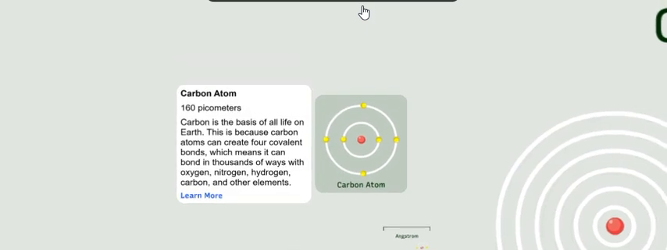Carbon atom, 160 picometers. Carbon is the basis of all life on Earth. This is because carbon atoms can create 4 covalent bonds, which means it can bond in thousands of ways with oxygen, nitrogen, hydrogen, carbon, and other elements.